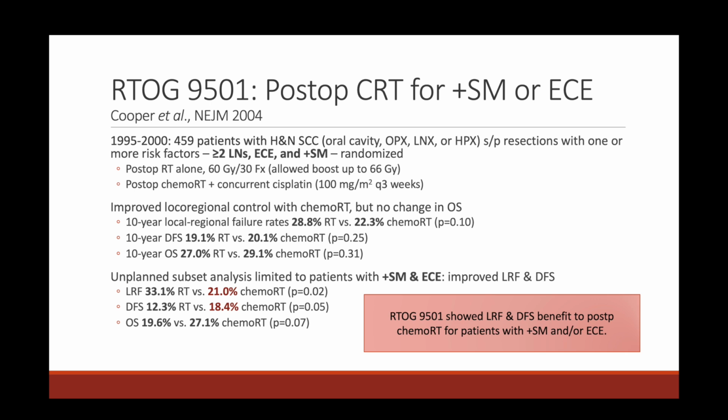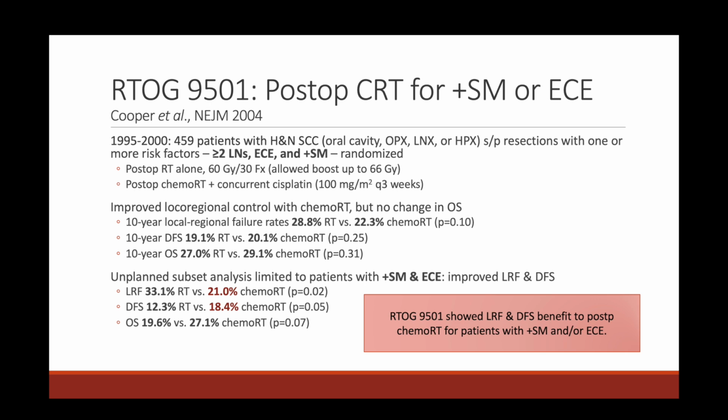And then they were randomized to postoperative radiation alone or postoperative chemoradiation with the addition of concurrent high-dose cisplatin given every 3 weeks. What they found is that with the addition of chemoradiation across the entire cohort, there was an improvement in local regional control, but not really any difference in the overall survival. However, there was an unplanned subset analysis limited to patients that had positive surgical margins and extracapsular extension, and they found improved local regional failure rates as well as disease-free survival that were statistically significant in this subset of patients.